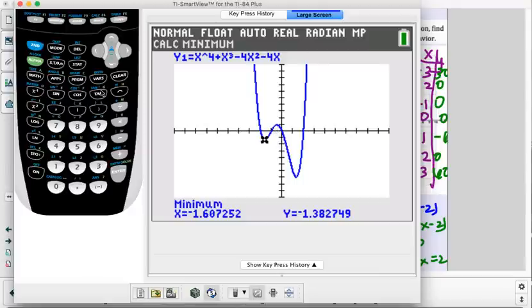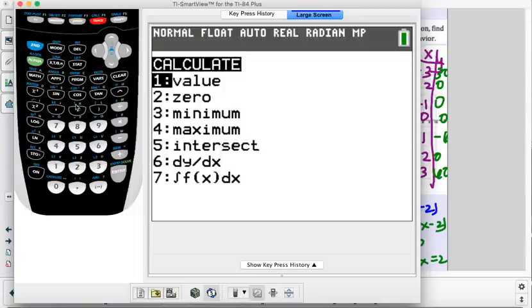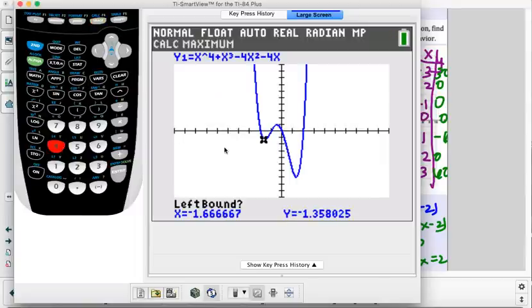Next one's a max. Let's just do it in order. Let's do the maximum. So we're going to calculate the max, which is number 4. Currently I'm to the left, so I'm going to hit enter. Then I'm going to go to the right, hit enter. And then for our guess, we can just hit enter, or you can move closer to the actual maximum. And there's our value.